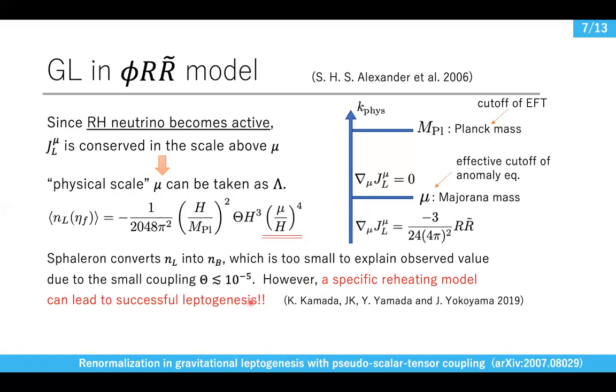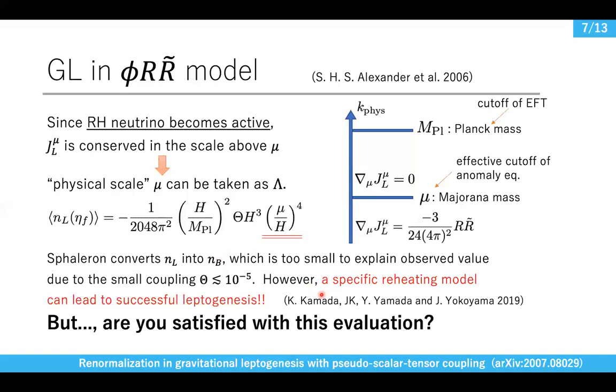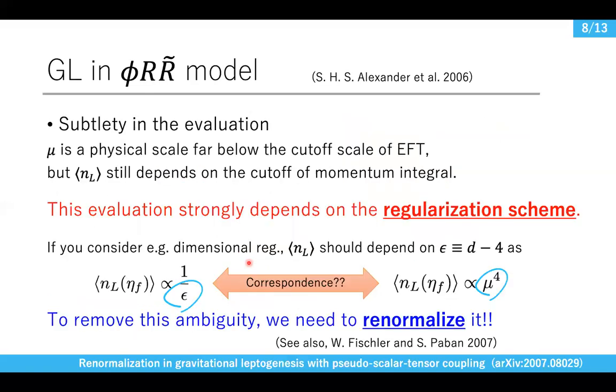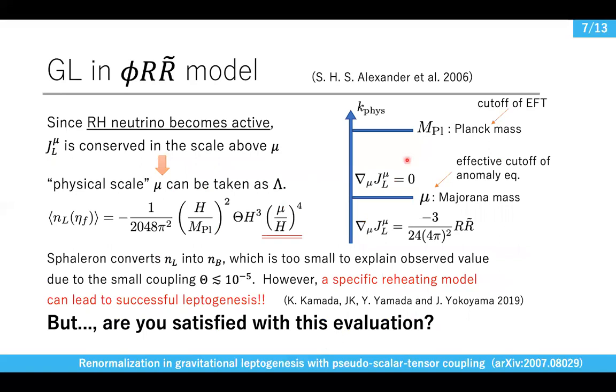Okay, so this is about the gravitational leptogenesis in this model. But are you satisfied with this evaluation? So we should consider the subtlety in this evaluation. This mu is actually a physical scale far below the cutoff scale of the EFT. I mean, this mu is far below the Planck scale.